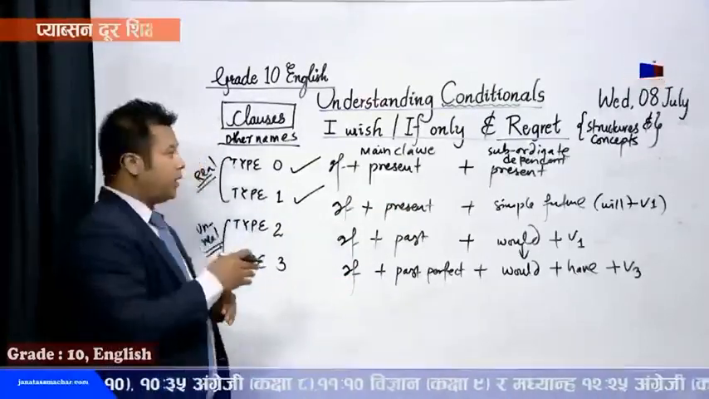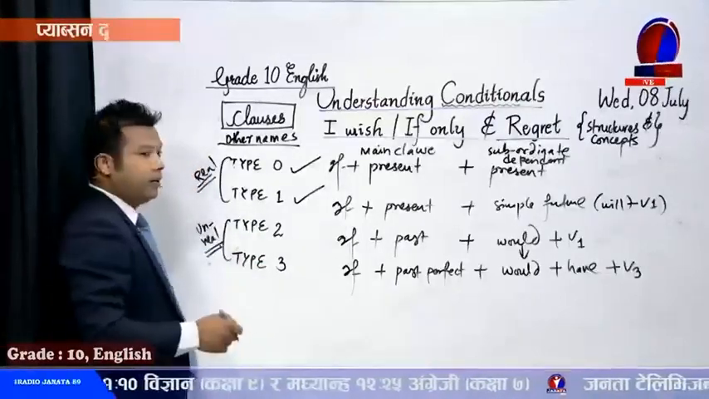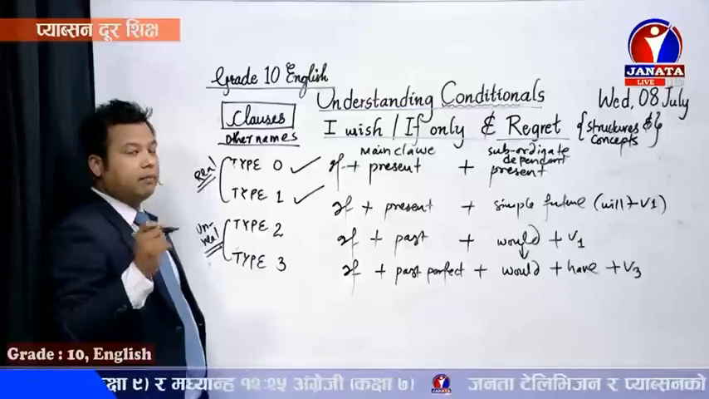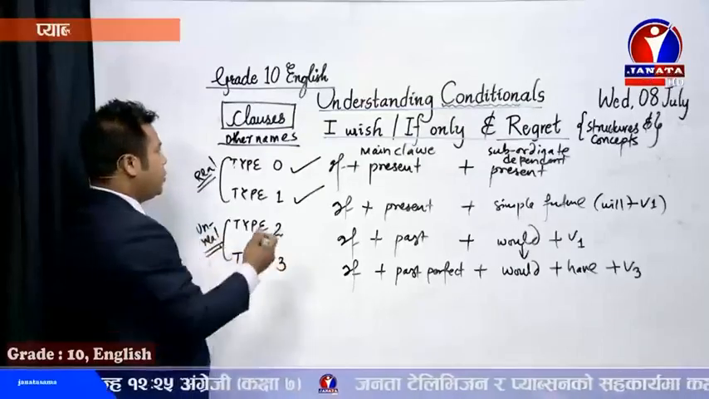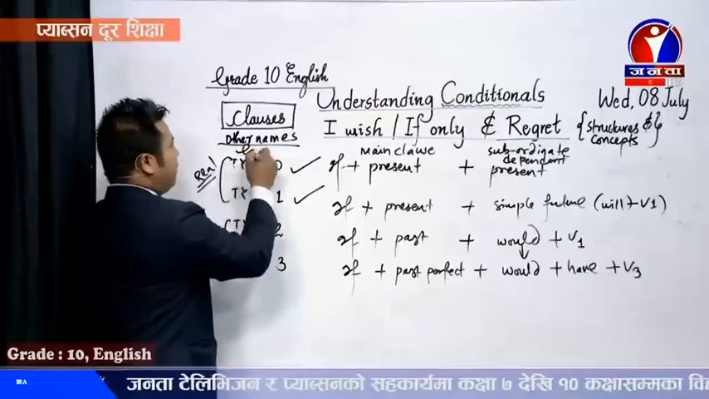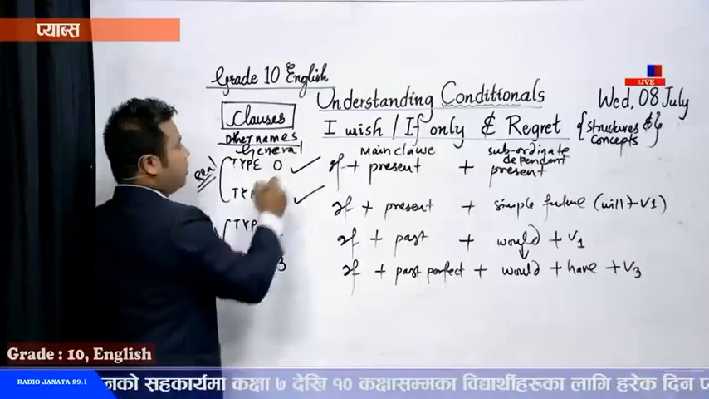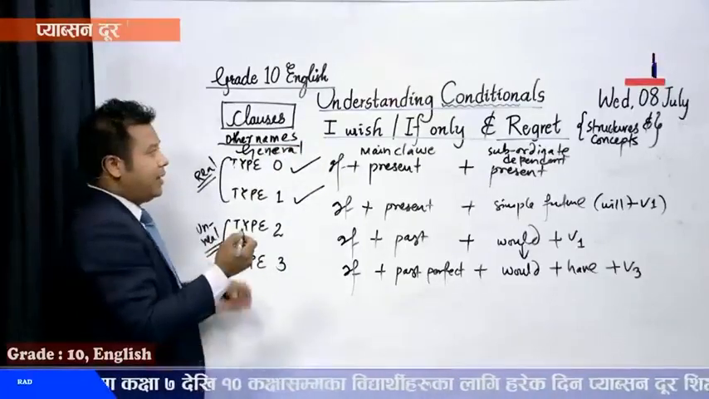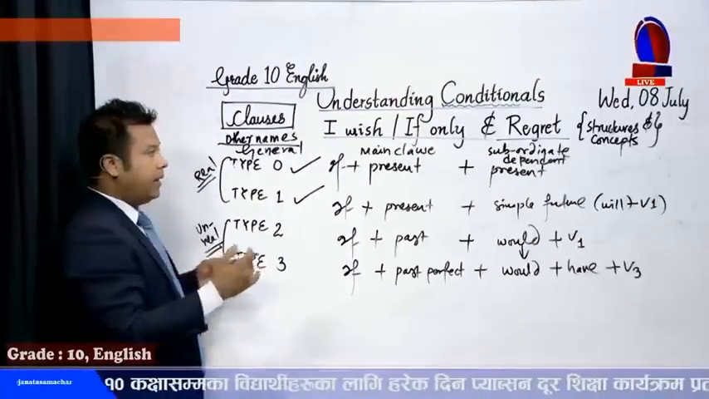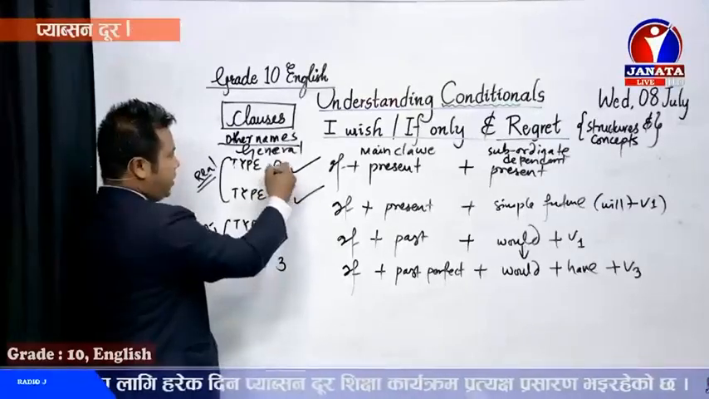Now, why are these called real and why are these called unreal? Let us study. But before that, in some books and with some teachers, they might have introduced different kinds of names. For type 0, they might have called it general conditional, or fact conditionals, that gives you truth and facts. Type 0, okay, this is done.